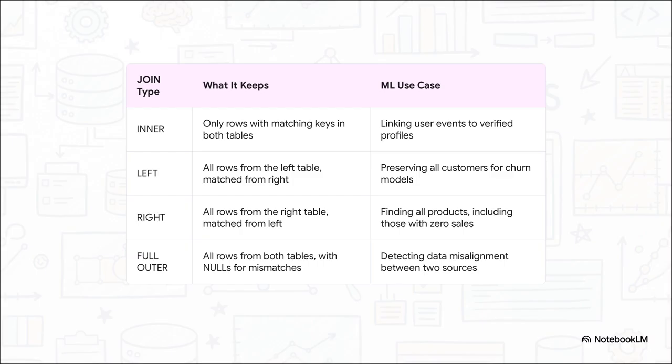Take a churn model, for example. A left join is absolutely critical. Why? Because you have to keep all your customers in the dataset, even the ones who haven't bought anything. That lack of activity, that's a super powerful feature. If you used an inner join, you just throw all those valuable data points away.